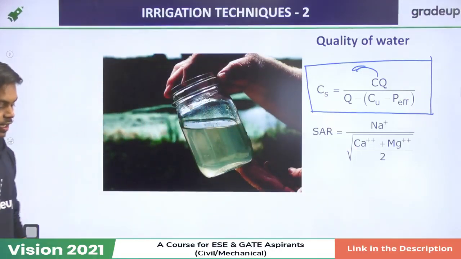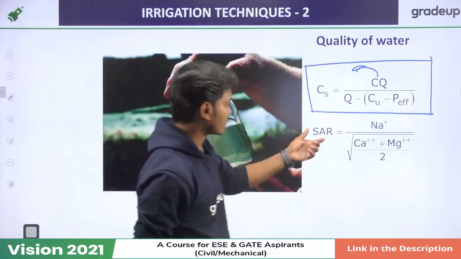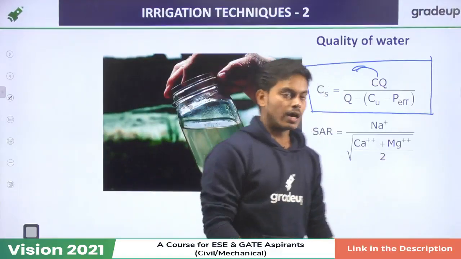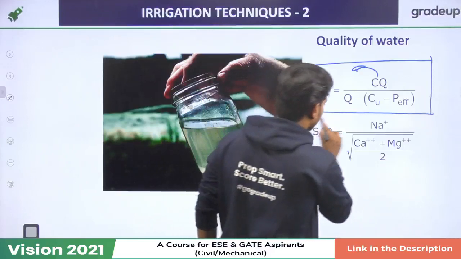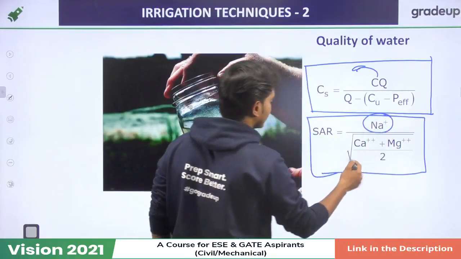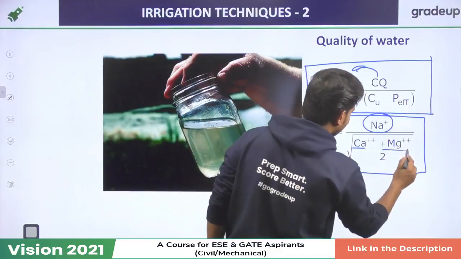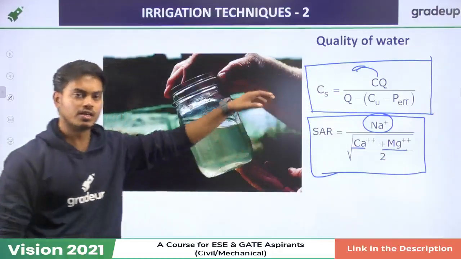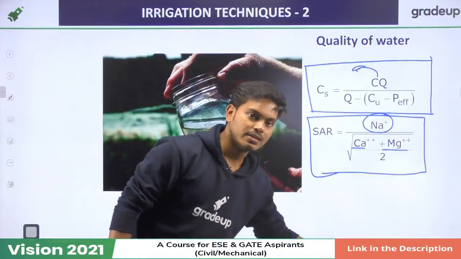Sodium ion present in soil is generally measured by this factor SAR, and you can get the value of SAR with the help of this formula. You have to write the value of Na positive, which will be given in the question, then calcium and magnesium divided by 2 under root, and you are going to get the right answer.